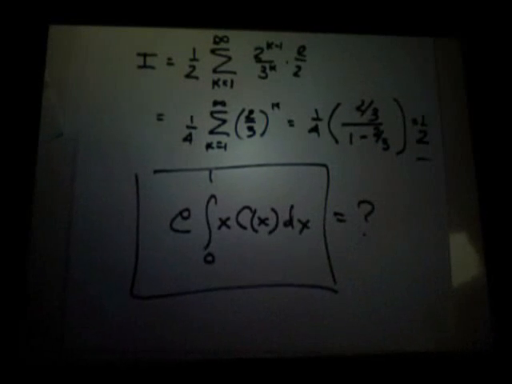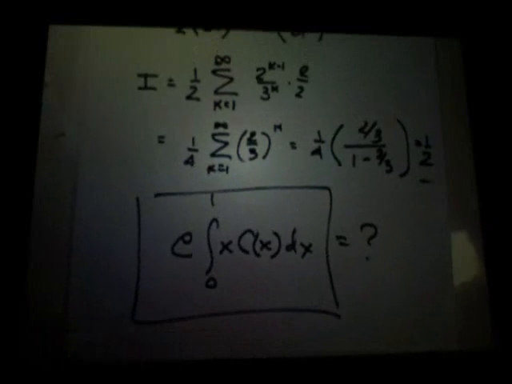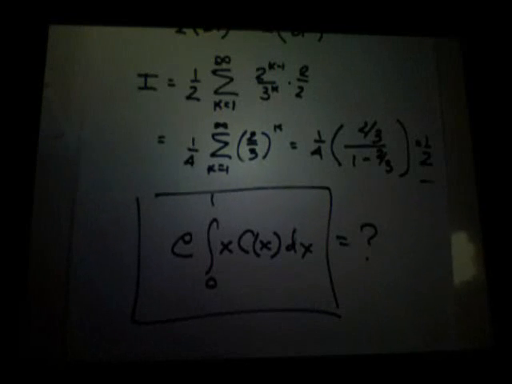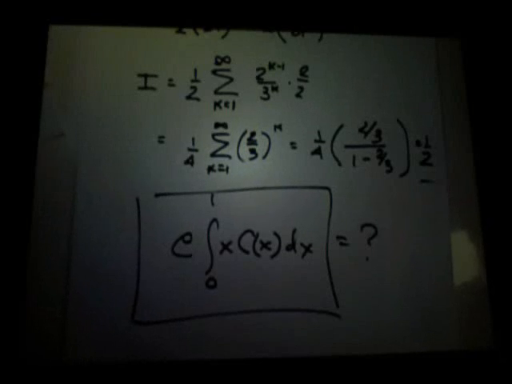We integrated the Cantor function. What if you multiply that by x? Would you be getting little triangles? Maybe. Would you? And maybe you could be clever about adding the extra area. Somebody want to try that?